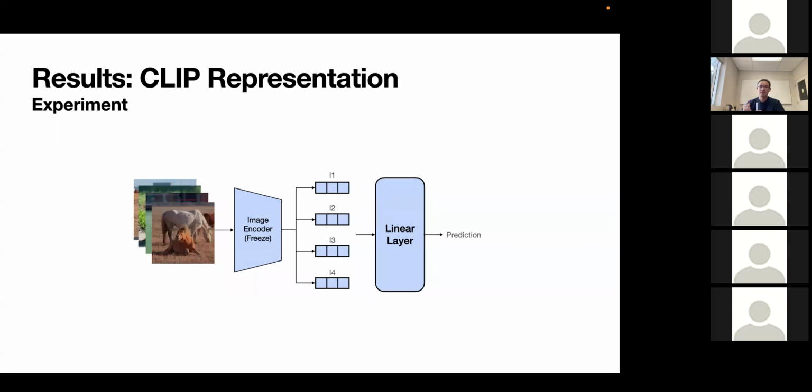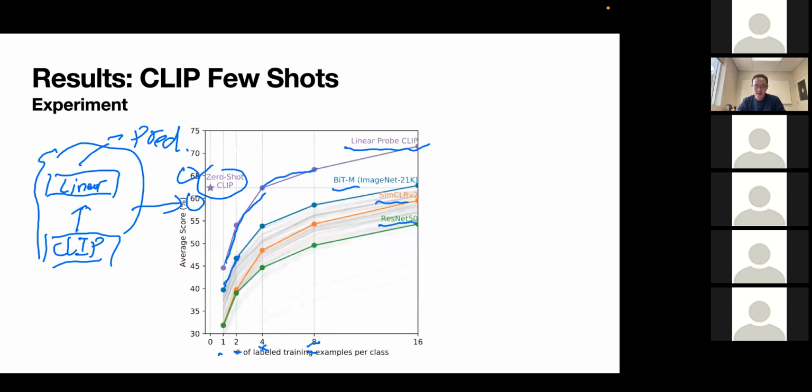And the other experiment the author made is about representation. Yeah, I saw a question. Their 0 shot is greater than 1 shot. Yeah, from the report of the author, the 0 shot performance is better than 1 shot.